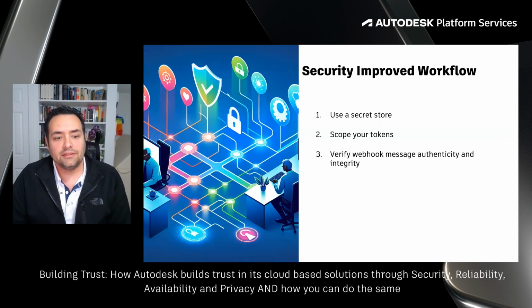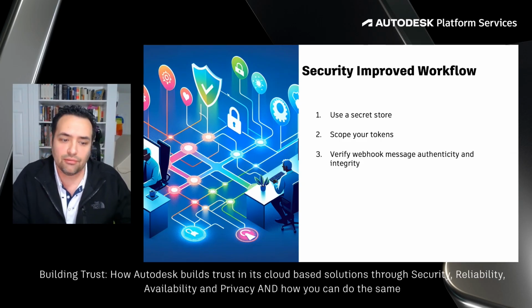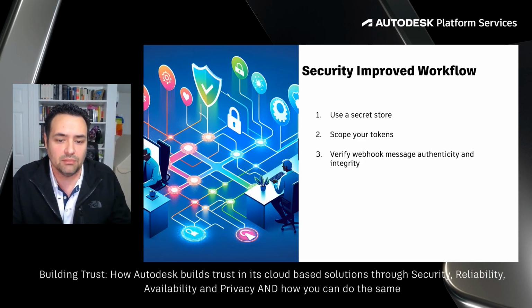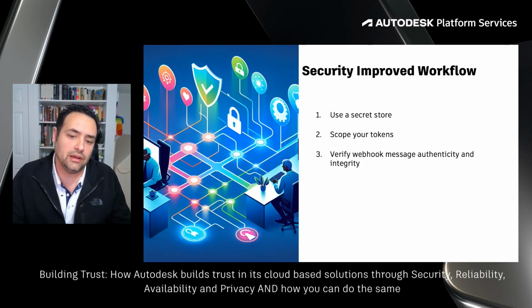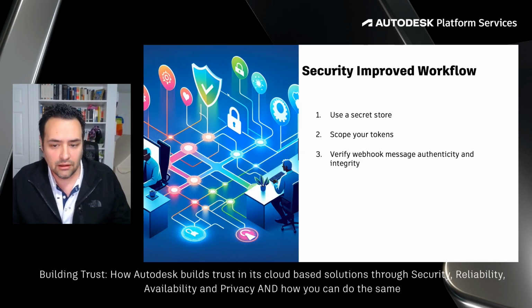All right, now what I'd like to do is take that same workflow and upgrade it a bit with some security considerations in mind. We still have 3 steps as before, but in each step, I'm going to modify it a little bit to be more secure. And we're going to look at 3 specific things. The first is using a secret store. The second is scoping our tokens to only access what we need. And then finally, verifying the webhook message to make sure that it's authentic and actually coming from Autodesk as we expect.